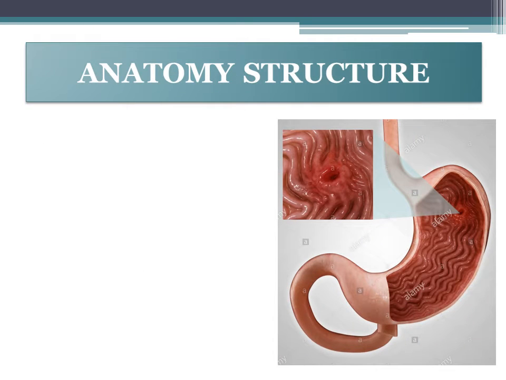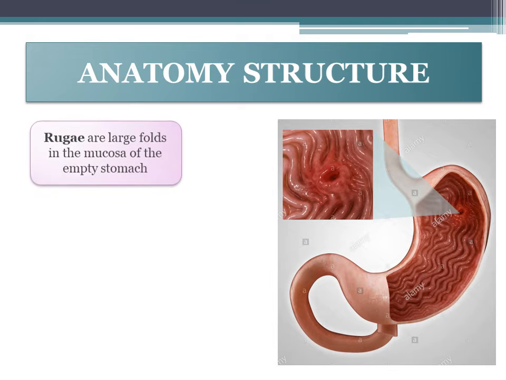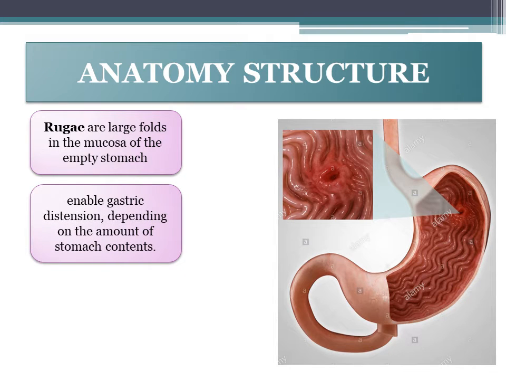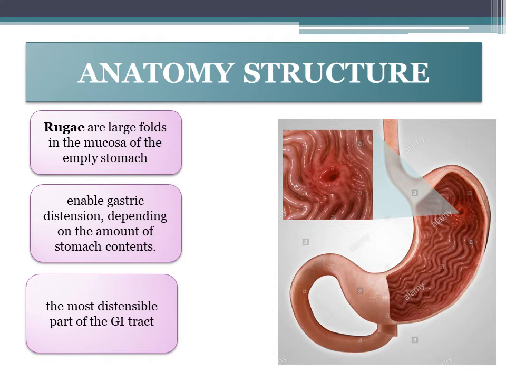So in the stomach, there is a large fold in the mucosa of the empty stomach, which are called rugae. These folds enable gastric distension depending on the amount of stomach contents. The stomach is known as the most distensible part of the GI tract, because these folds are very flexible and actually provide a larger surface area for the stomach to hold and process a large amount of food and liquid.